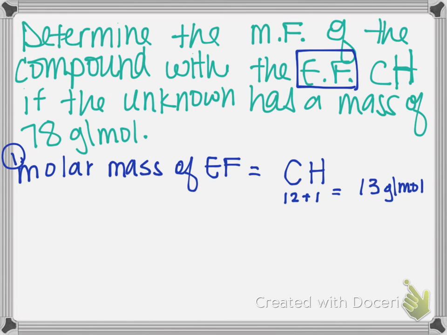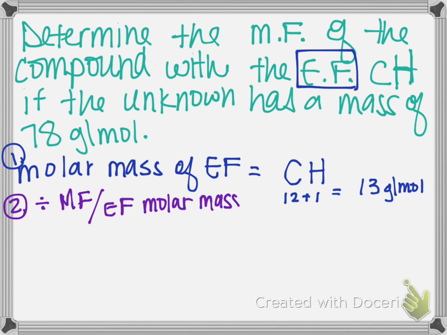If you want to go into step 2, if you like having steps laid out for you, step 2 is divide molecular formula by empirical formula molar mass. Okay, so that would look like this. The molecular formula molar mass is equal to what? 78, right? Because that's given to us in the problem. So I'm going to take 78 divided by 13. And I get 6.